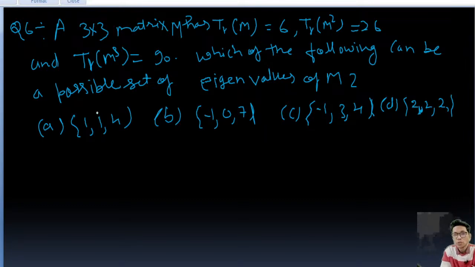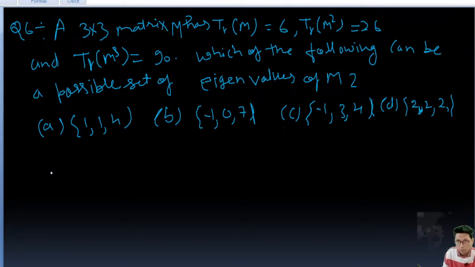Okay, so a 3 cross 3 matrix has trace M equal to 6, trace M square equal to 26, trace M cube equal to 90. Which of the following can be the possible set of eigenvalues of M, right? We'll check one by one. So for trace M, if you are checking, for all of the options it is equal, right? So we'll check trace M square.